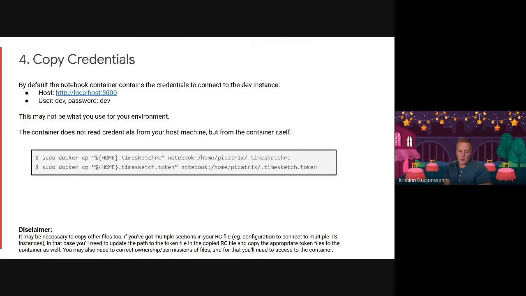The notebook container, because it's in the development Docker config, already has the credentials to connect to the development instance, which is the local host on port 5000, to the user dev and password dev. That hopefully is not the case for your production environment. So you need to copy your credentials and the config for it over to the container. And you can do that simply with the docker cp command. It may be slightly more complicated if you have several Timesketch servers that you're connecting to in your RC file, but it can be easily done by just copying the various token files.